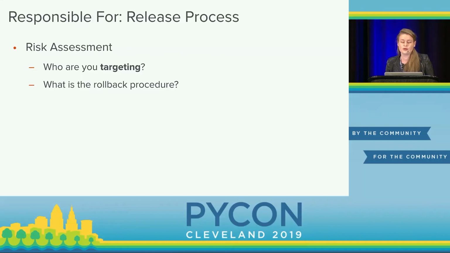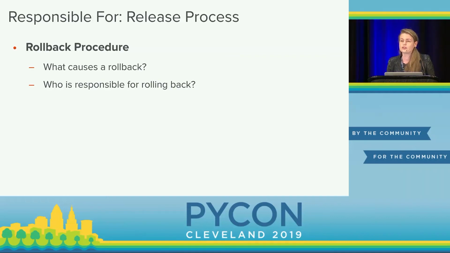The next thing you want to think about is some risk assessment. So who are you targeting with your flag? And then what's the rollback procedure? And by rollback procedure, I mean, there's a lot of little issues or bugs that they could find with the feature. What's actually responsible for a rollback? What's big enough that it's risky enough that they need to roll it back? And then who's responsible for rolling back that flag?